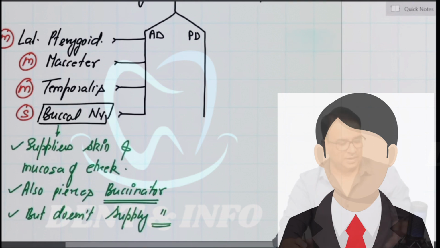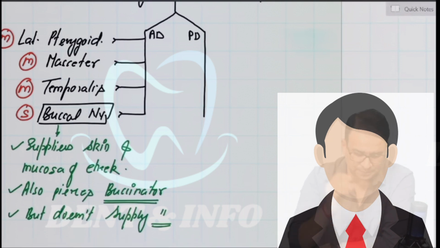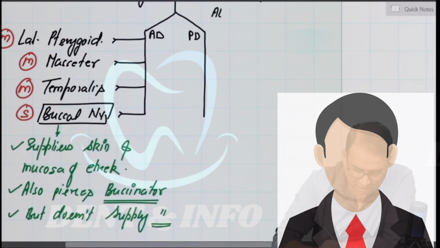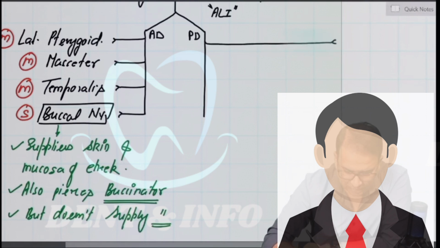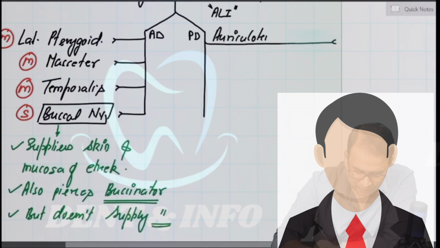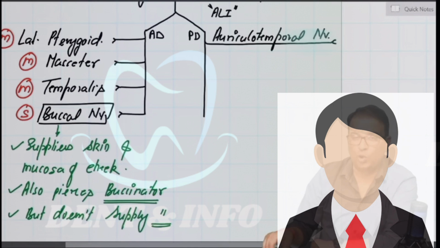Then comes the posterior division, guys. Now what is so special about the posterior division? The posterior division gives off three branches, and you can remember these three branches with the mnemonic Ali. A-L-I. Now what is A? The A of Ali is the auriculotemporal nerve.